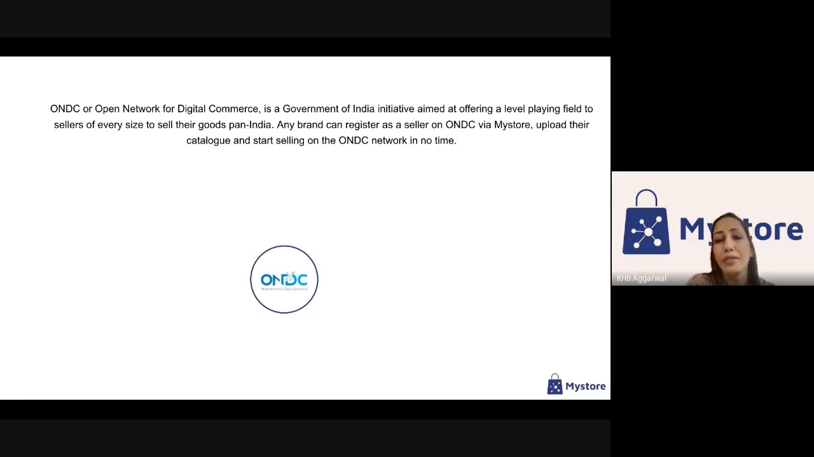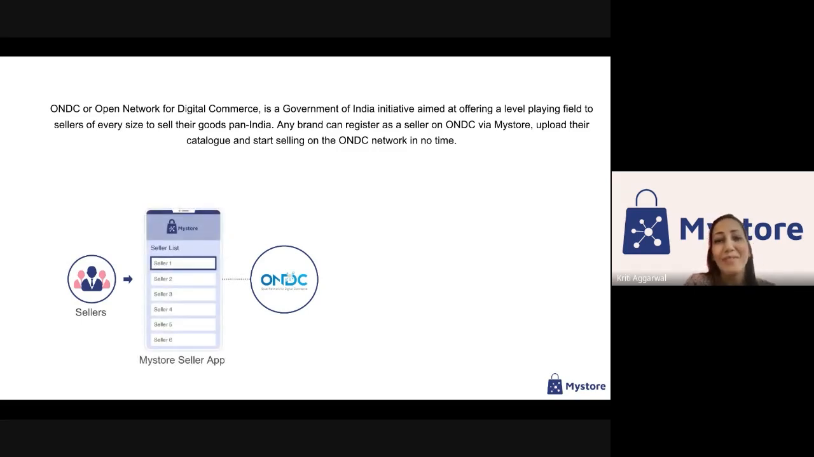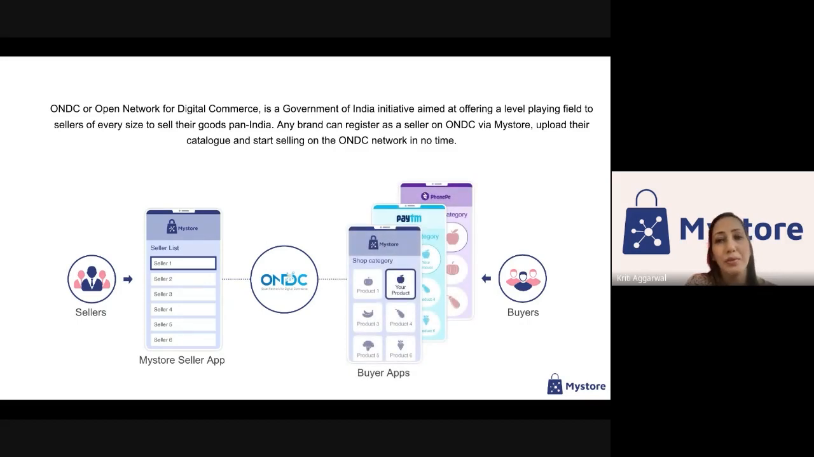There are different components on the network, starting from the seller. Sellers will get registered to different seller apps, one such as MyStore, which is connected to the network. And from the buyer side, the buyers will buy the products from different buyer apps like MyStore, Paytm, PhonePe, which are again connected to the network.